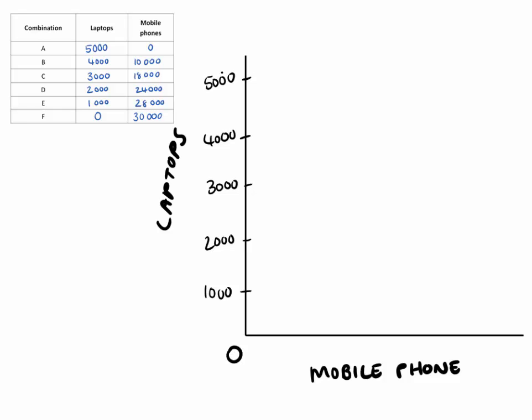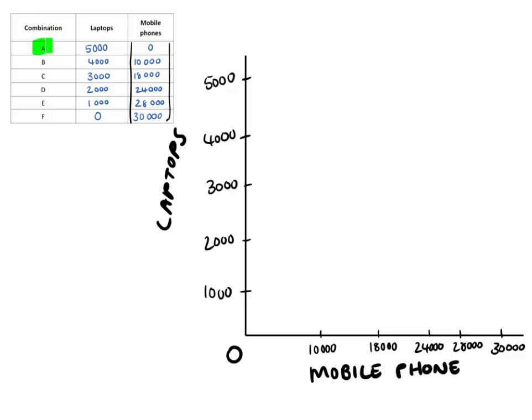On my horizontal axis, I want to plot the values given to me in this column over here. So let's start with 10,000 mobile phones. Then we have 18,000 mobile phones. Then we have 24,000 mobile phones, 28,000 mobile phones, and lastly 30,000 mobile phones. So the only thing that's left to do is to plot my combinations on my PPC graph.